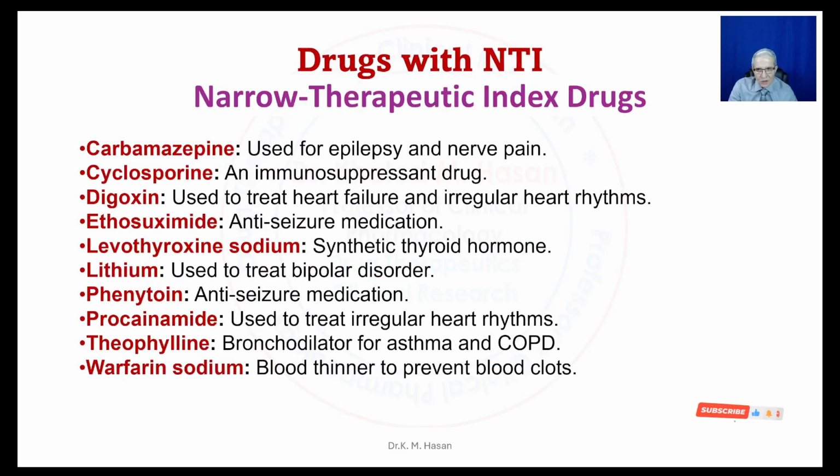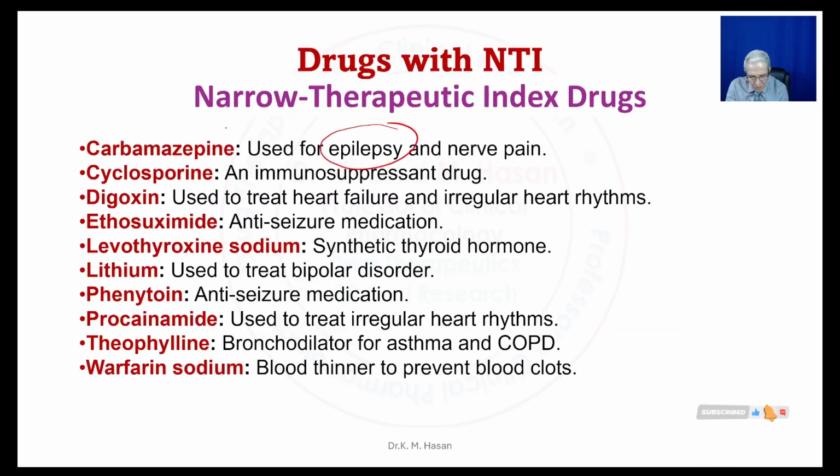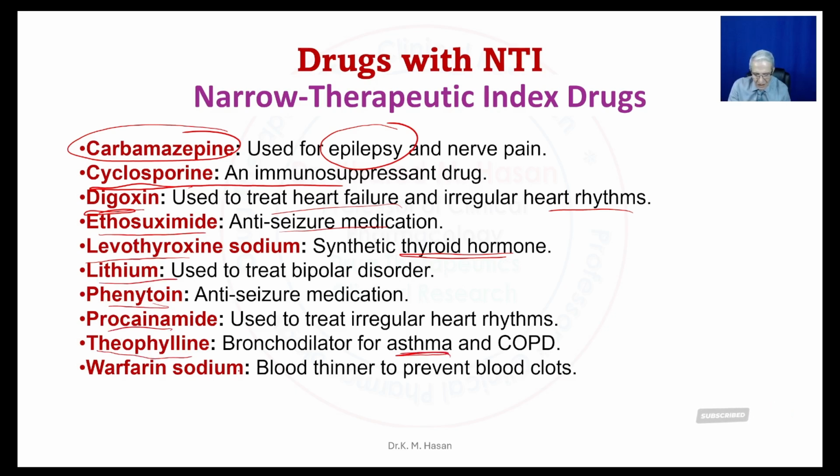Someone may ask about this medication with a narrow therapeutic window. You are going to see patients suffering from epilepsy, for example, and carbamazepine being prescribed for this patient. Cyclosporin is considered an immunosuppressant drug. Digoxin is used for cardiac arrhythmia and heart failure. Ethosuximide is an anti-seizure drug. Levothyroxine is for patients suffering from hypothyroidism. Lithium for bipolar disorder. Then we have phenytoin for epilepsy, procainamide, an antiarrhythmic drug, theophylline, which we use mainly for asthma, and warfarin as an anticoagulant drug.